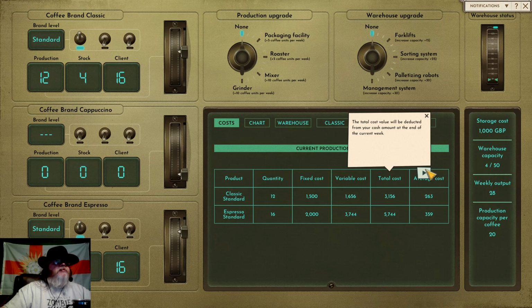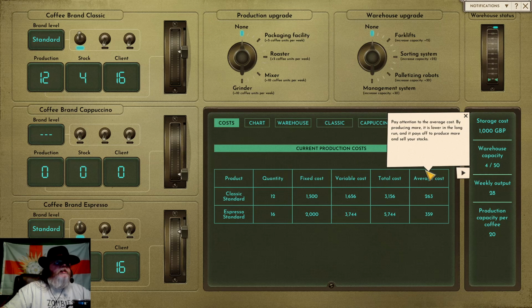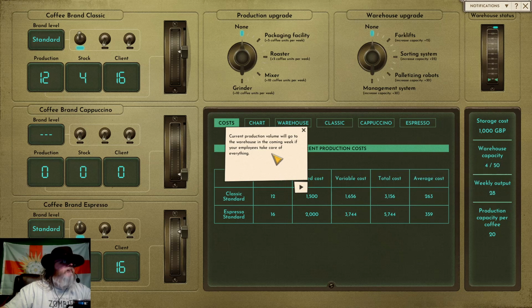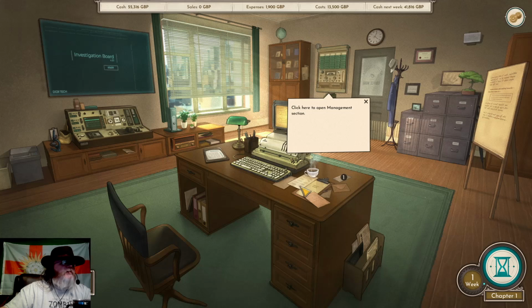Total value will be deducted from your cash amount at the end of the current week. Pay attention to the average cost. By producing more, it is lower in the long run, and it pays off to produce more and sell your stocks. Current production volume will go to the warehouse in the coming week if your employees take care of everything.